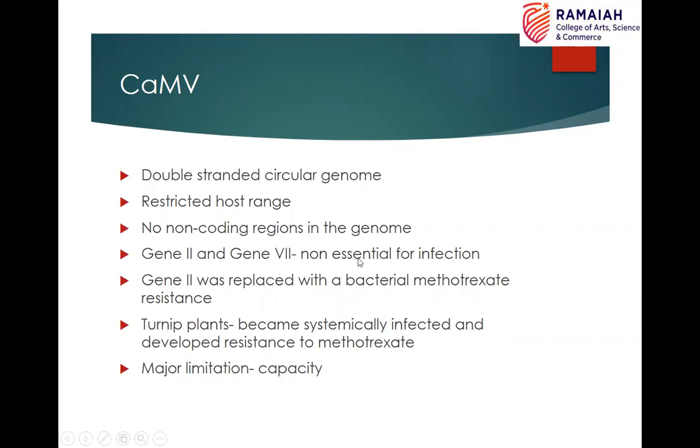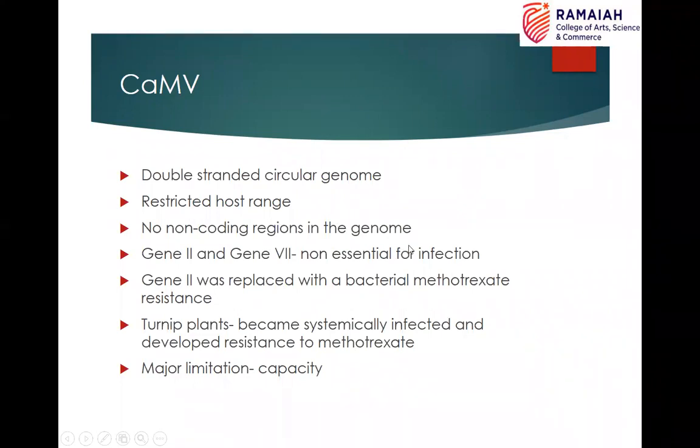Why are we interested in non-coding regions? If the non-coding regions are present, those regions would be the ones that can be replaced by our gene of interest or foreign DNA. But here in case of cauliflower mosaic virus, we do not see any non-coding region in the genome. There are only two genes, that is gene 2 and gene 7. They seem to be non-essential for infection. So there are no non-coding regions present in the genome. Definitely we have to replace a coding region only.